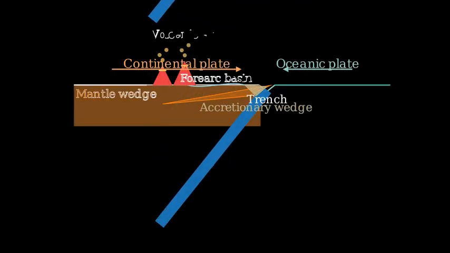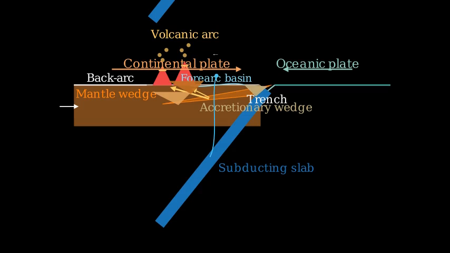At the trench, the accretionary wedge grows by scraping off sediment at the front and by underplating slices at the base. Here is frontal accretion, and here is basal accretion, adding a slice underneath.